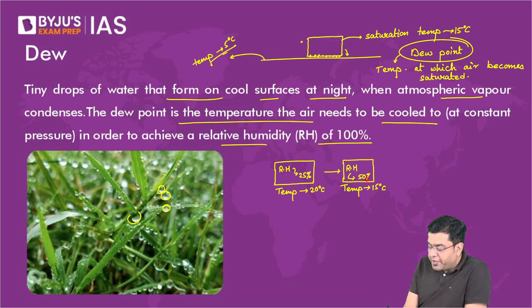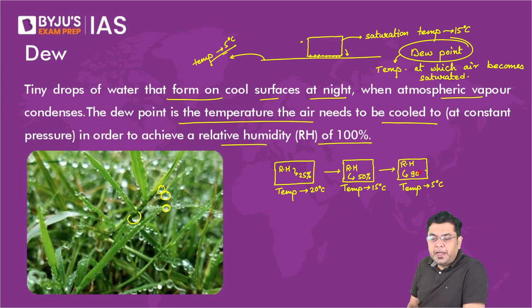Then further I cool it down. I take the temperature to 5 degrees Celsius. Relative humidity will again increase. Let's say it becomes 90%. Till this point, will any dew formation take place? Very good, absolutely not. Because the dew point temperature is when the relative humidity is 100%. That is when the air is saturated.